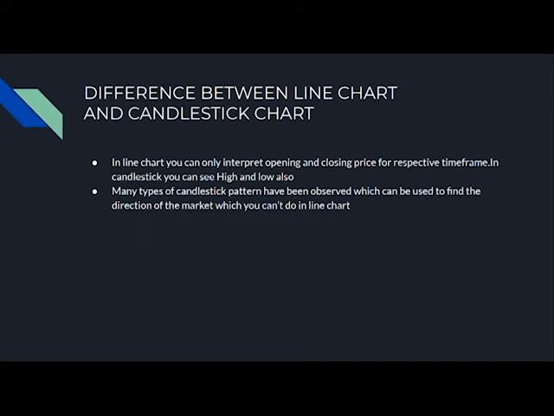In line chart, you can only interpret opening and closing price for the respective time frame. In candlestick, you can see high and low also. I have mentioned this already. This is the main advantage of candles, and because of this advantage, we can find many candlestick patterns which can be used to interpret the direction of the market. We will see different types of candlestick in the next slide.